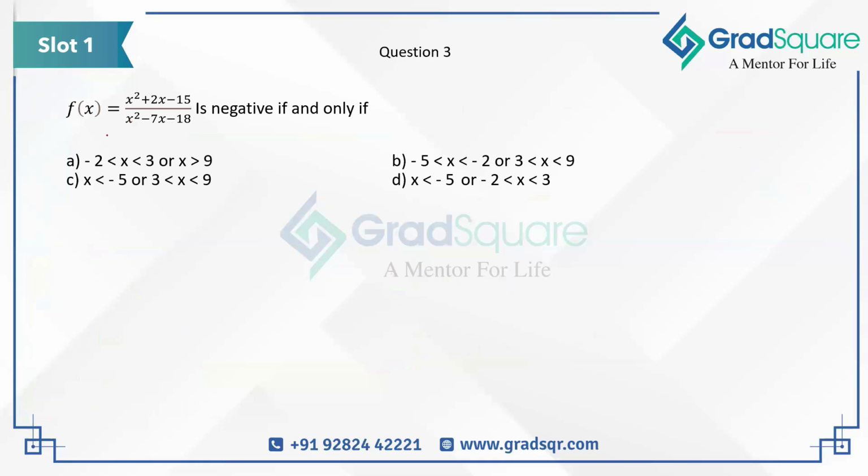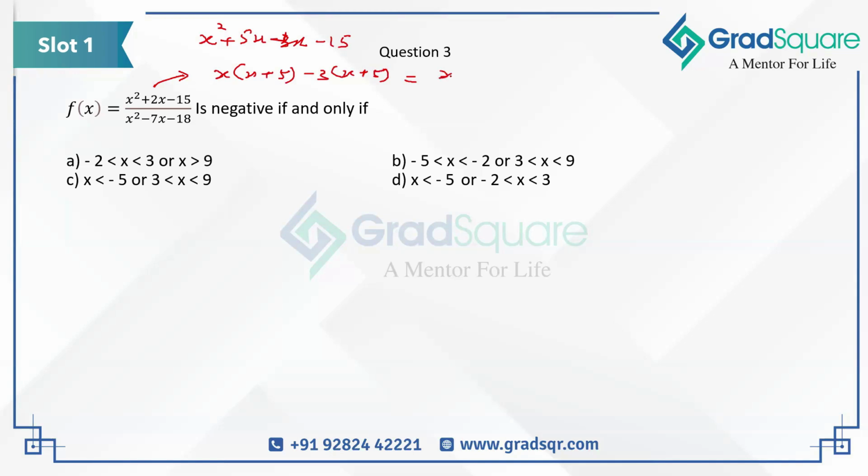Let's look at this question. f of x is a division of two quadratic expressions. If you look at x square plus 2x minus 15 very carefully, you will realize you can split the middle term and rewrite this as x square plus 5x minus 3x minus 15. Take x common from there, you will get x plus 5. Take minus 3 common over there, you will get x plus 5 once again.